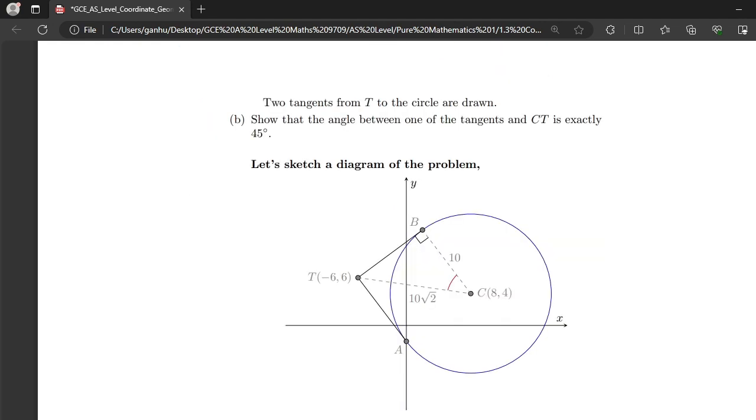Now let's move on to part B. Two tangents from T to the circle are drawn. Show that the angle between one of the tangents and CT is exactly 45 degrees. So now let's sketch a diagram of our problem. So we have a circle with center C here, and we have T over here.